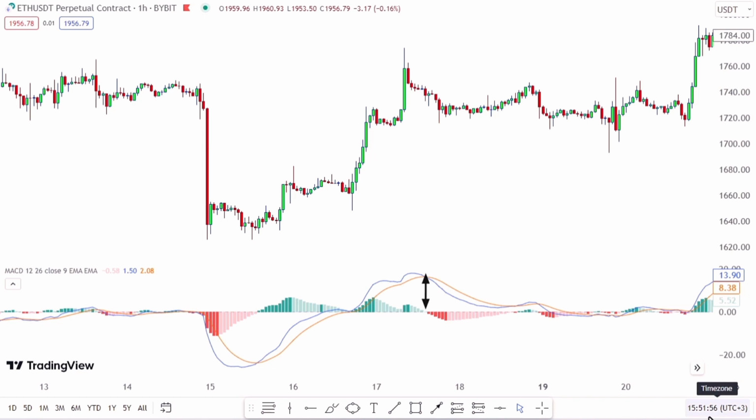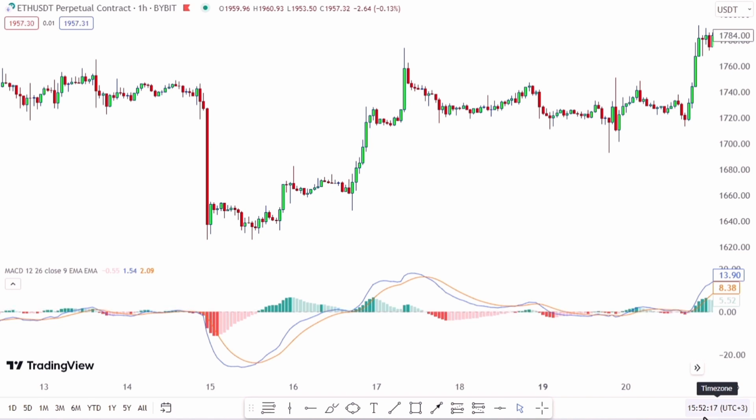The gap between the MACD line and the signal line also affects the size of the histogram. As you can see, if the two lines are further apart, the histogram gets bigger, and if the two lines get closer, the histogram becomes smaller. And finally, we have the zero line, which simply represents the center of the MACD indicator.